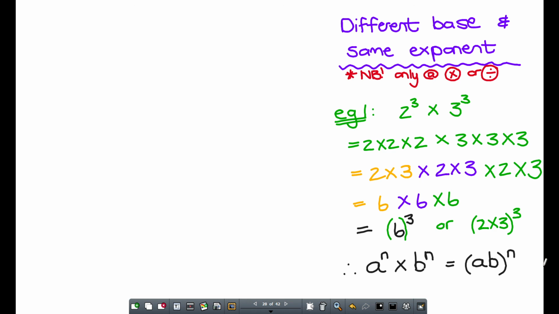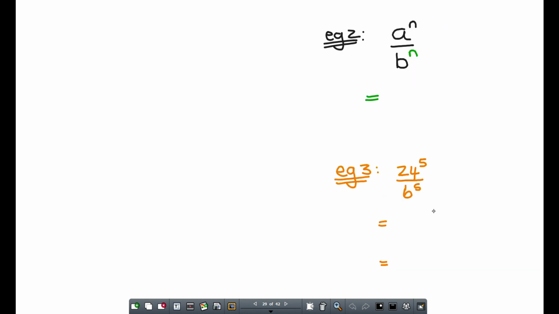Okay. Let me skip to the next slide. Did you guys all copy? Are you done? Right, let's look at the next one. We said it can be used at multiplication and division. So let's just do 2.